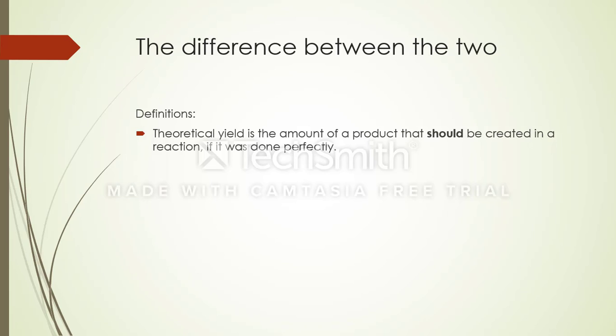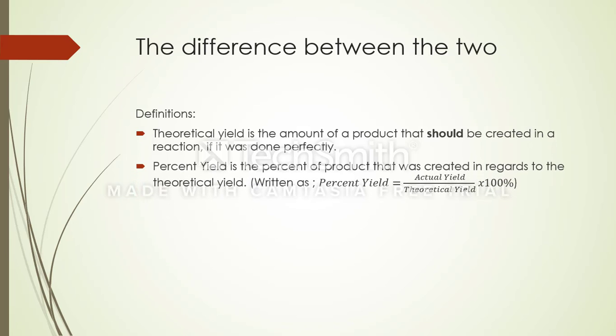Now the first, theoretical yield, is the amount of product that should be created in a reaction if it was done in a perfect setting. This is theoretically possible, but in reality not possible to do. It's impossible to create a perfect reaction, but it is helpful when determining our percent yield. Percent yield is the percent of product that was created in regards to the theoretical yield.